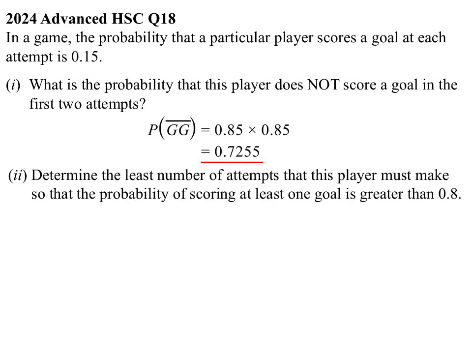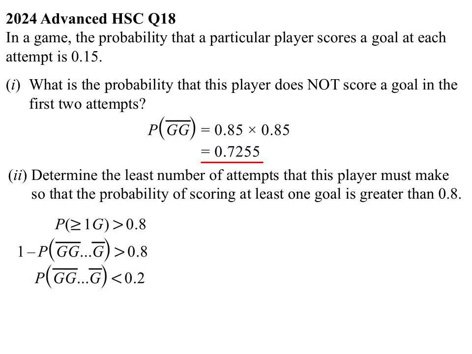Determine the least number of attempts this player must make so that the probability of scoring at least 1 goal is greater than 0.8. We're saying the probability of greater than or equal to 1 goal is greater than 0.8. I'm going to do it this way: 1 minus the probability of just not scoring a goal, because that's now only one thing I have to consider. Greater than or equal to 1 goal would be very hard because I don't know how many times they're trying to score a goal. Whereas this one I'm just saying, look, I still don't know how many, but I do know they're going to miss every single time. That's easier to work out.